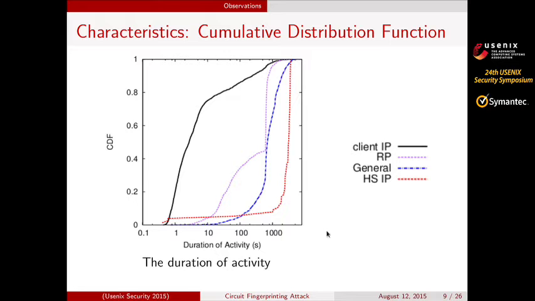And there's the other extreme of the client IPs, shown in the solid black line, which only last less than 10 seconds the majority of the time. These circuits are only used to tell the hidden service that the RP is somewhere else, and the data is not communicated through that circuit, so it just dies off. So it's very short-lived.